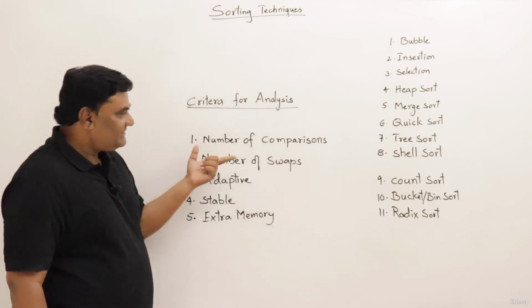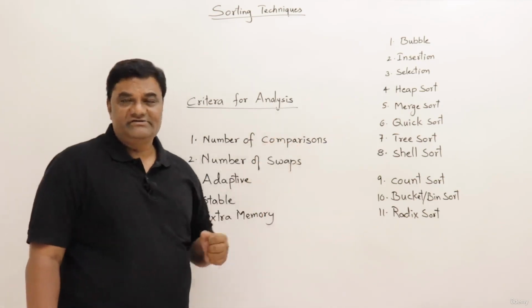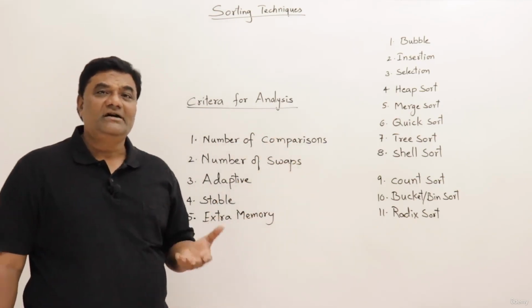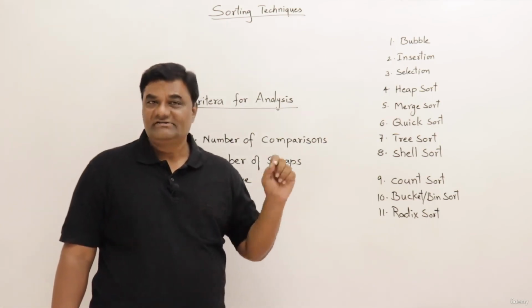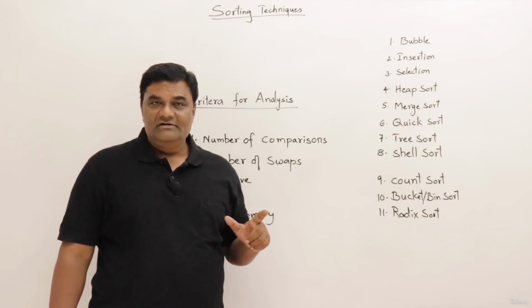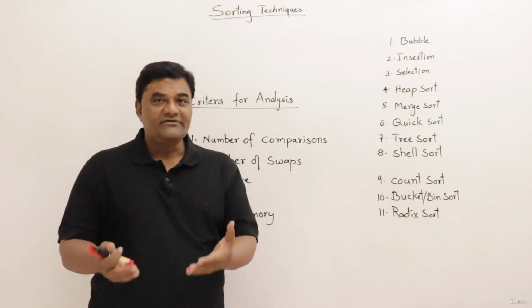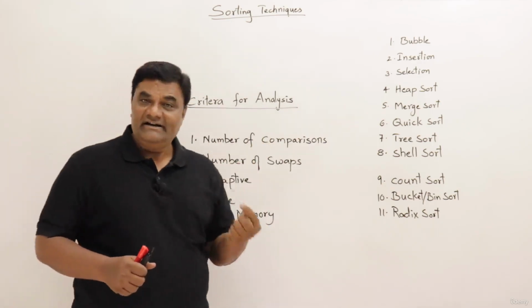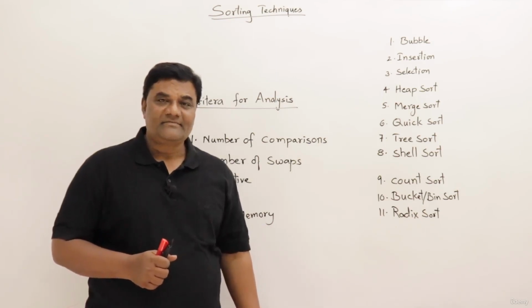See, sorting techniques are analyzed based on number of comparisons. For sorting the elements, a sorting technique may be comparing the elements, and if it is comparing, then total how many comparisons it is performing. So actually total time taken by a sorting technique depends on the number of comparisons only. So this number of comparisons decides the time complexity of any sorting technique.